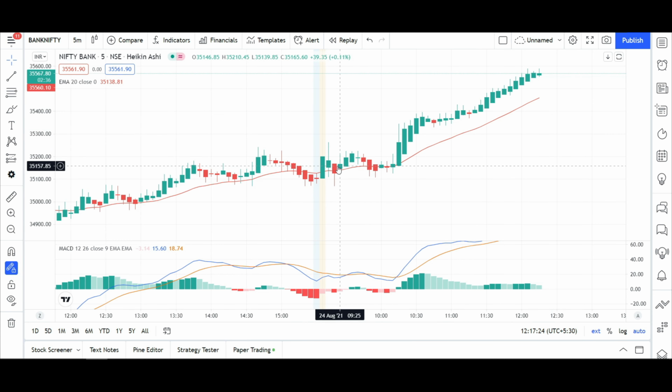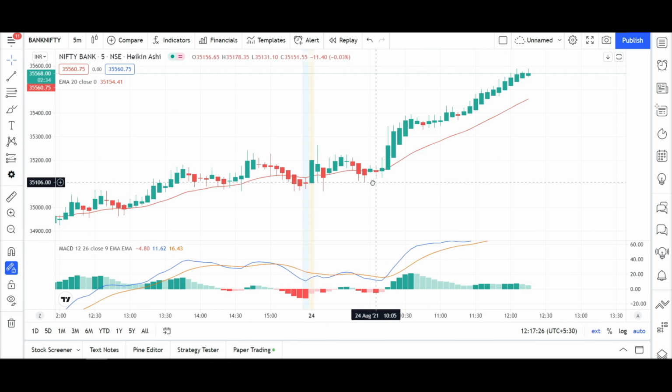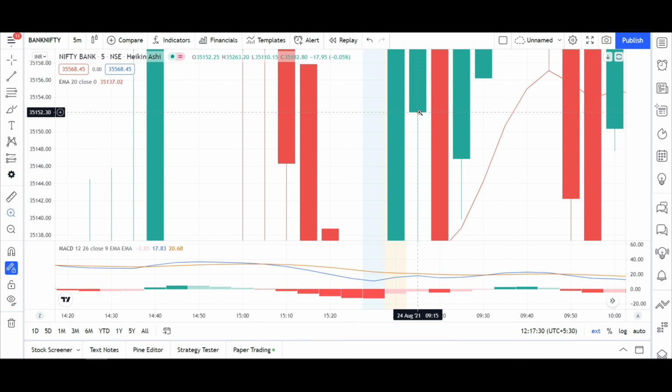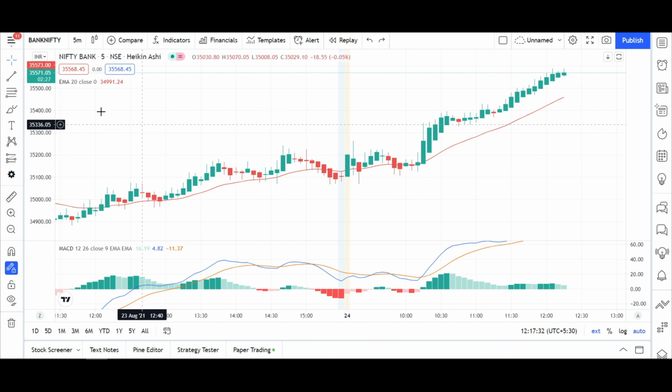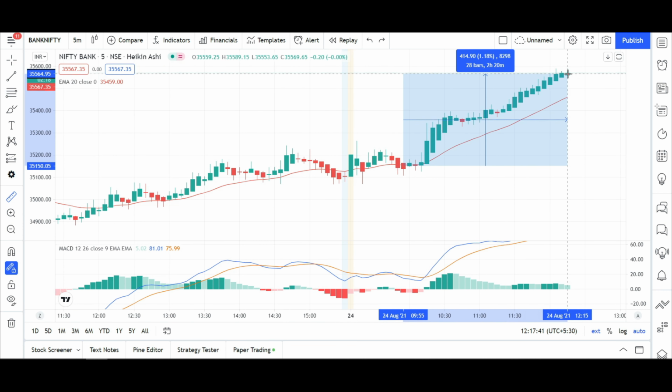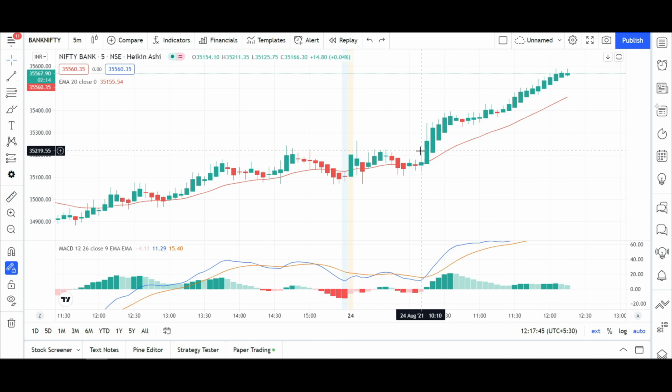So after that, we can see that Bank Nifty has given a breakout of about 400 points. All right, about around 420 points. So how can we catch this trend using this trading setup?